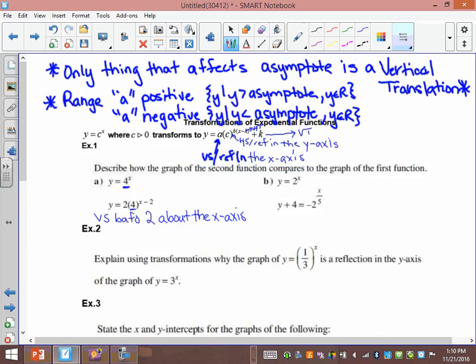And what does this 2 do? It's with the x, so it's 2 to the... Which way do we go? Right. It's a horizontal translation to the right.